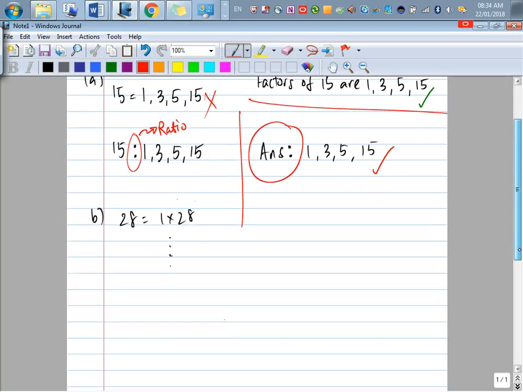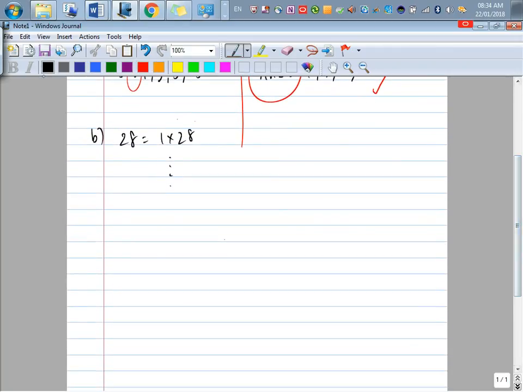Next one, question number 8. Determine whether the following numbers are prime numbers. Recap, what are prime numbers? Prime numbers are numbers with only two factors, 1 and itself. So is 1 a prime number? 1 is not a prime number, because the factors of 1 is 1 only. Okay, I need two factors, 1 and itself. 1 and 1 not counted. Okay, so the smallest prime number is number 2.